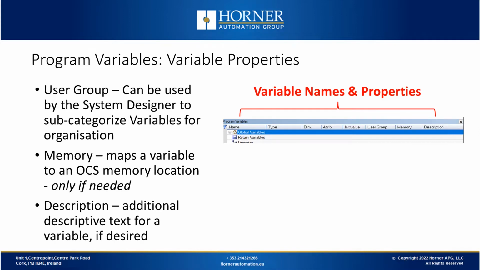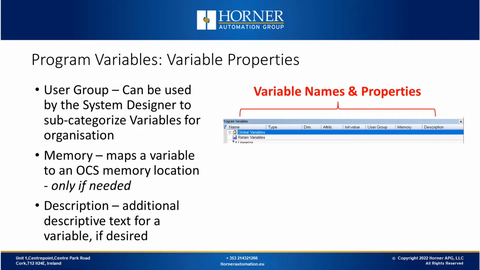The next column is the user group. This is an organizational feature you can use to subcategorize your variables. For example, if you have a machine with multiple functions, you could decide that all the variables associated with a specific function would be within a user group with that function name.